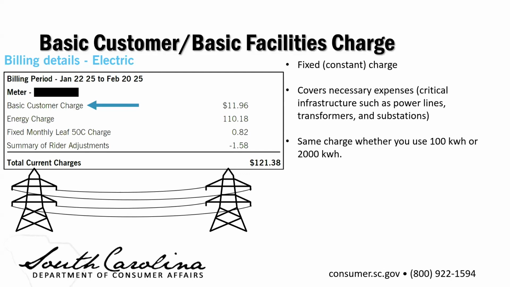It's going to be the same whether you're using 100 kilowatt hours or 2000 kilowatt hours. And now that we know that this isn't going to change, I'm sure some of you are wondering what the purpose of this charge is. This basic customer charge is just intended to cover expenses necessary to maintain the overall electric system. And again, it's regardless of usage. When I say overall electric system, this is your critical infrastructure like your power lines, transformers, and substations that are necessary to supply power.